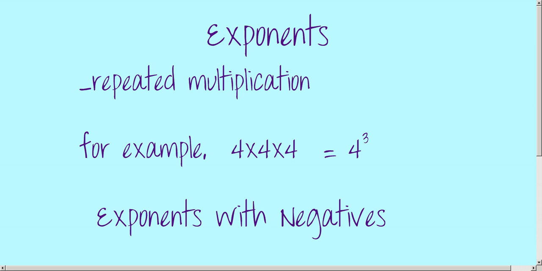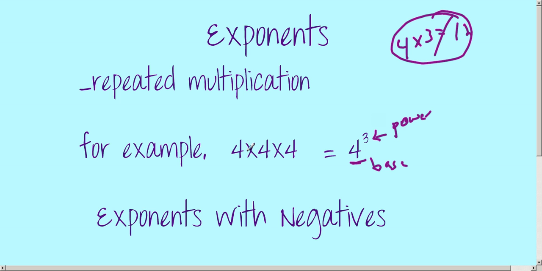Okay. Exponents. Exponents are just repeated multiplication. For example, 4 times 4 times 4 is really 4 to the 3rd power. This number here, the 4, is called your base, and the 3 is called your power. Now, a common mistake is that students take the base, which is 4, times the power, which is 3, and say that 4 to the 3rd power equals 12. That's incorrect, because we know it's repeated multiplication. It's 4 times 4 times 4, so 4 to the 3rd power is 64.